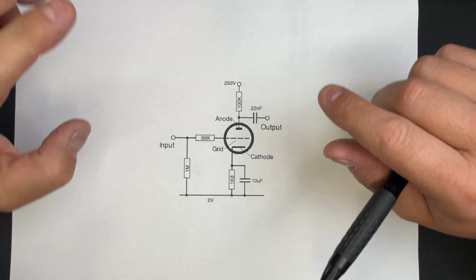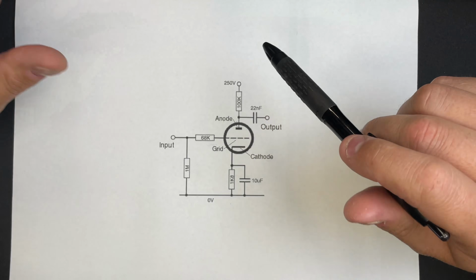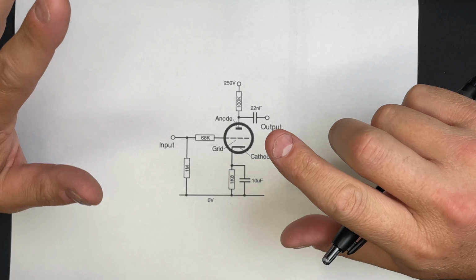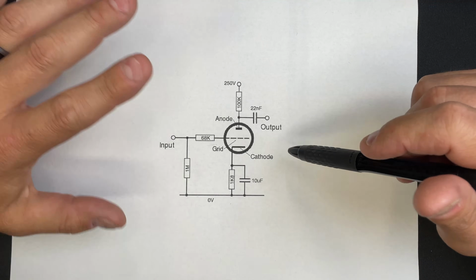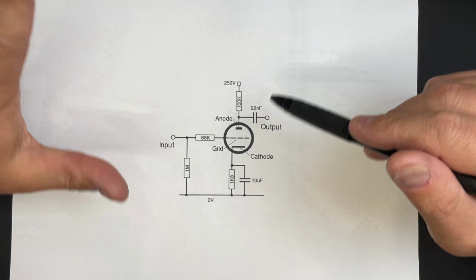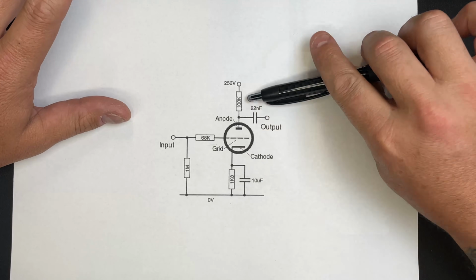Today in episode 3, we're gonna learn how I'm gonna call it a universal gain stage works. This is basically a common cathode stage. It's the most common stage in any amplifier. Pretty much 99.99% of amplifiers are gonna have this in it.